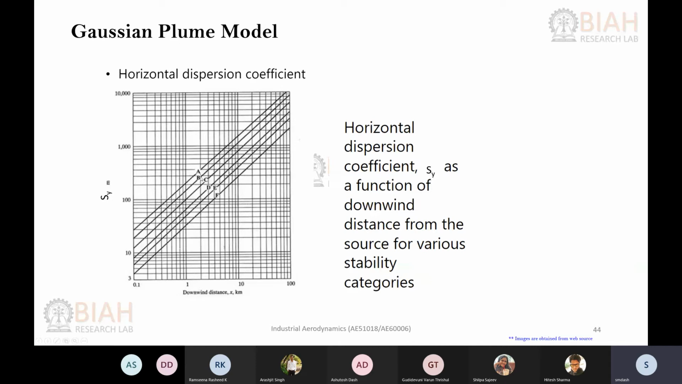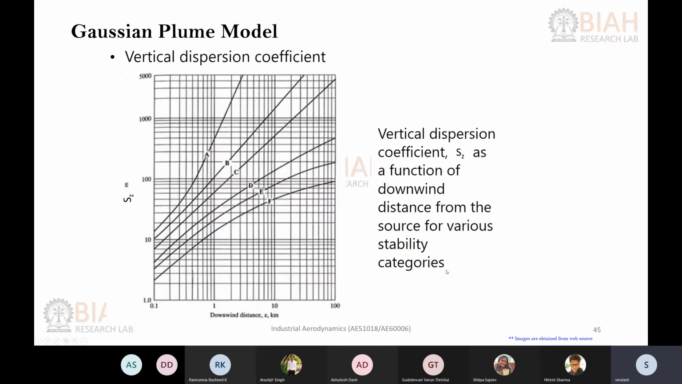I think this is pretty simple. It is not very difficult. So at that height, you need to find out your SY on that particular line, B, C, A, depending on the atmospheric stability condition. Similarly, there is also another plot which you can find for the vertical dispersion coefficient, or SZ. It's similar to the previous one, but this is for the vertical dispersion coefficient. So using these two plots you can find out SY and SZ.